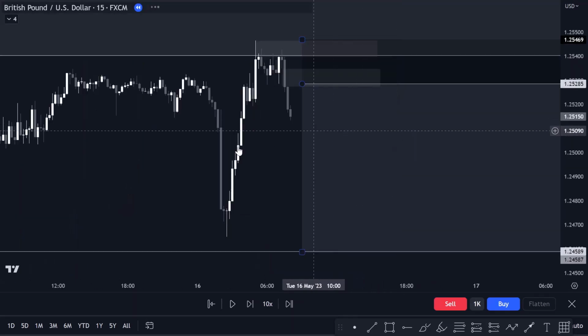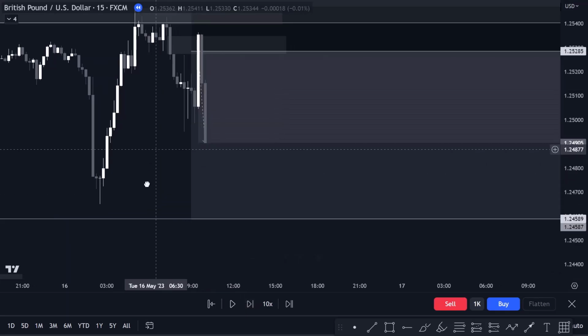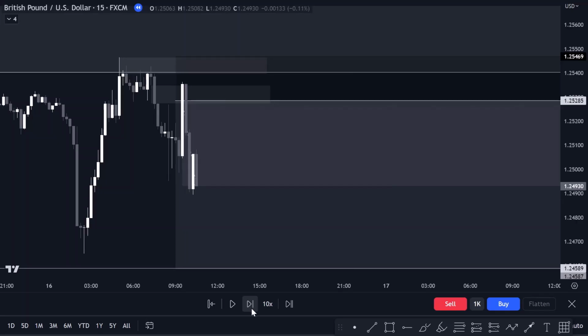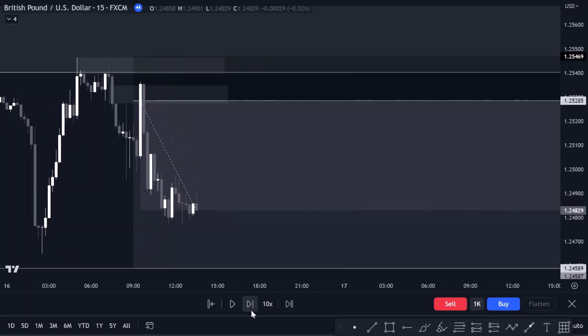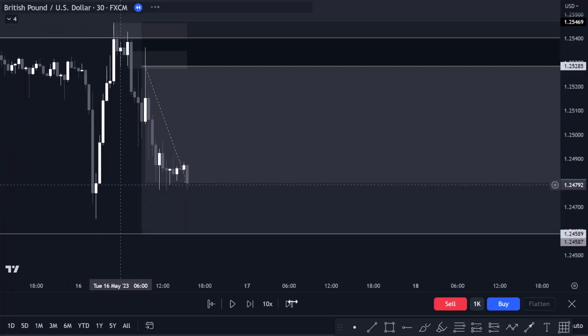If I go to the 15 minutes again, so we get filled here, we get filled, and then let me switch to the 30 minutes just to save up some time.